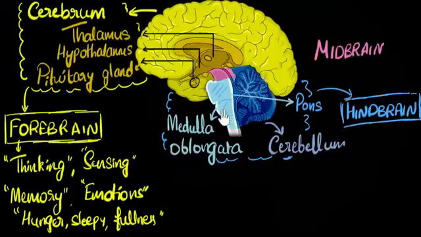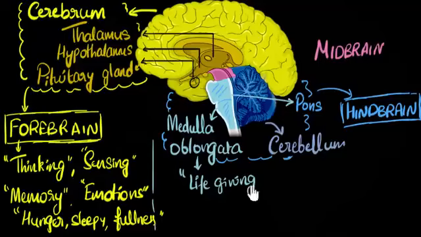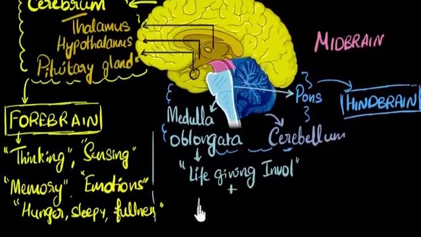So what does the medulla oblongata do? Well, again, it controls most of the life-giving involuntary processes. Okay, so we'll say life-giving involuntary processes. That means these are the most essential for life, like your heart beating, your breathing, digestion, all of those essential things are taken care of by your medulla oblongata. Along with that, it also controls some of your reflexes.